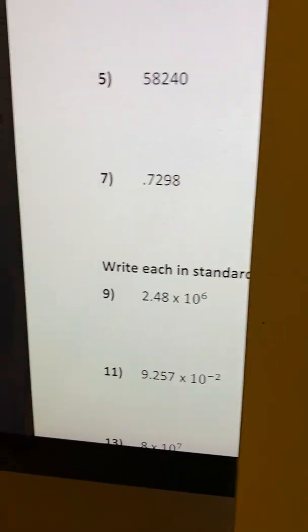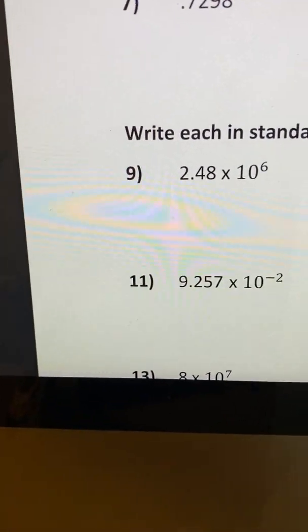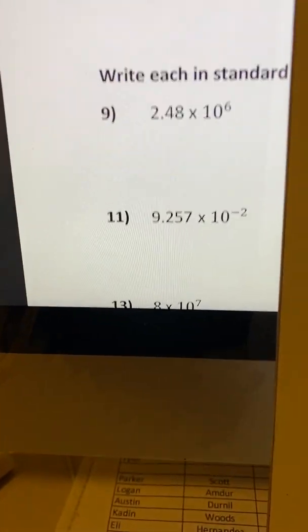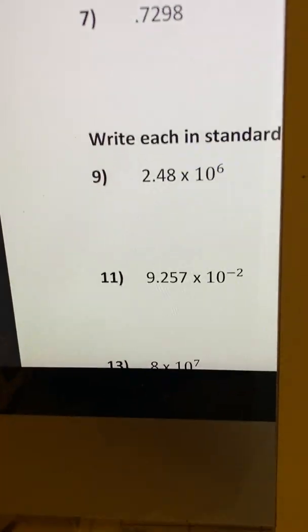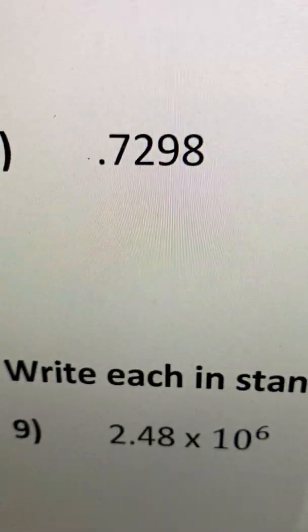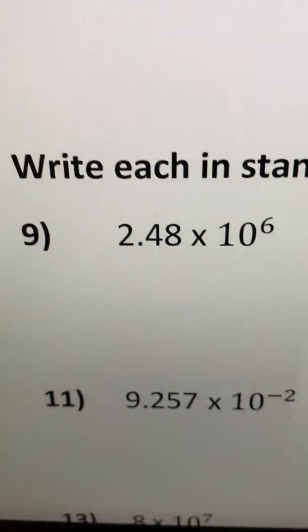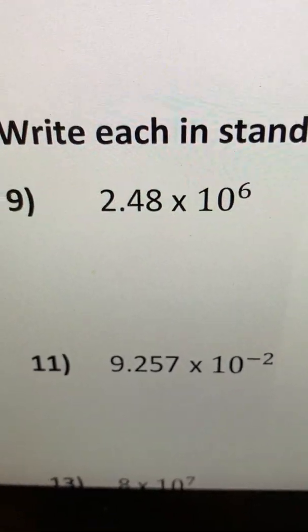What we are going to do today is start off by reviewing converting standard notation into scientific notation and scientific notation into standard notation. It's going to be pretty simple. I'm going to do numbers 5, 7, 9, 11. Converting a relatively big number, with a lot of digits in it, into scientific notation. A decimal, again with a lot of digits, and then just two basic scientific notations, both a positive and negative exponent.